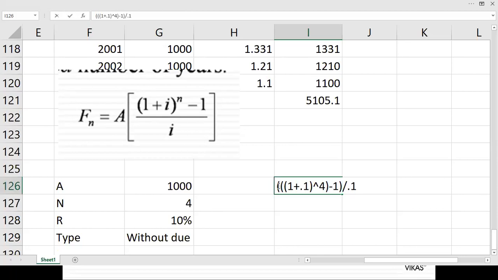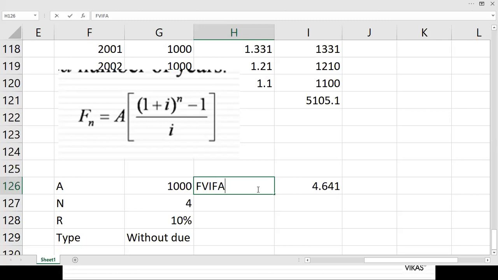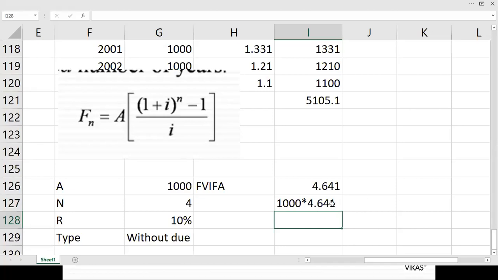So this is the future value interest factor of an annuity, 4.641. According to the formula, this is without due. Without due means the cash flow occurs at the end of each year. Then the future value is 1000 into this value, 4.641, so the answer is 4641 rupees. This is without due.